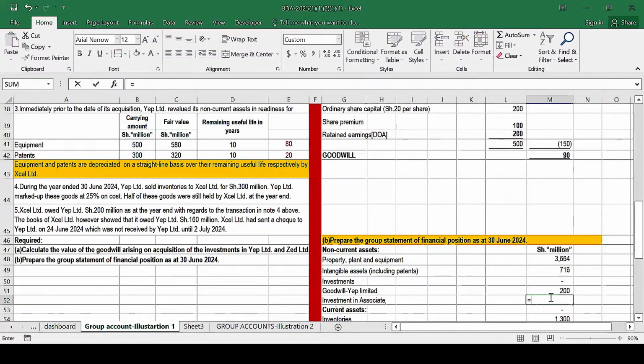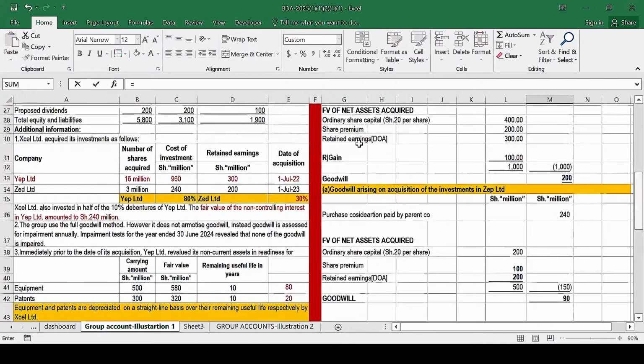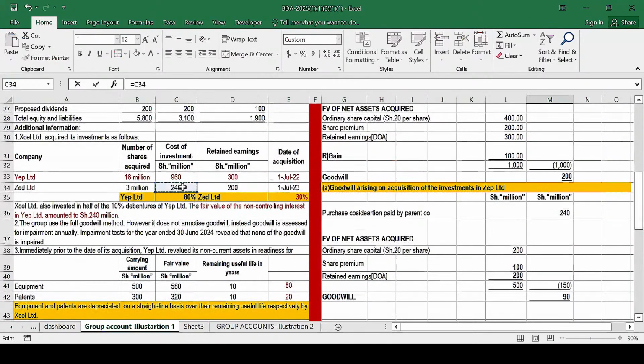Do we need to do a separate working? No. Remember what we did yesterday. We need to take the cost of investment. How much amount was paid by the parent company in acquiring the 30% shares of Z? Is this one 240? And then now to this, we add what? We add, and I hope you can see whatever I'm doing is appearing up there.